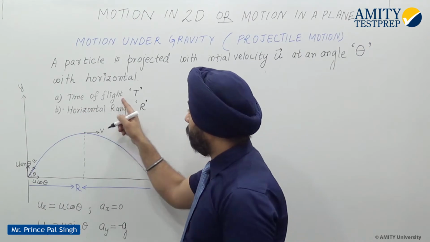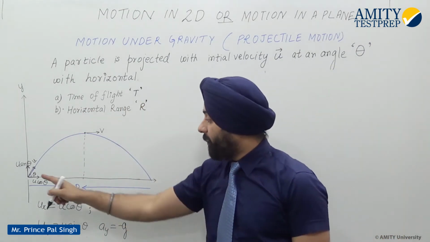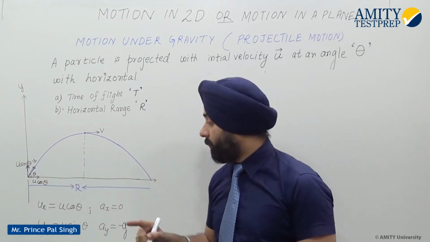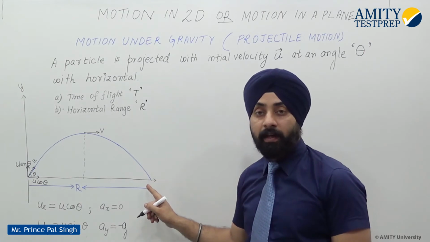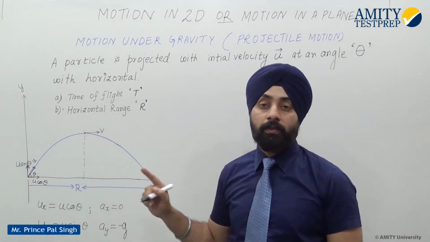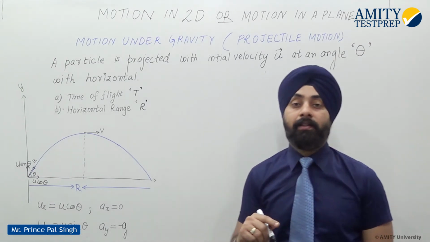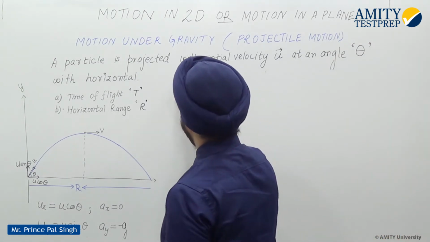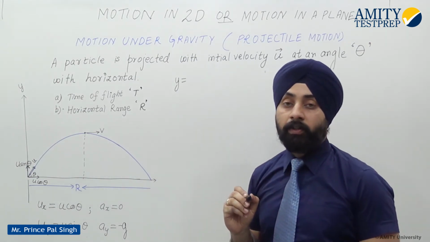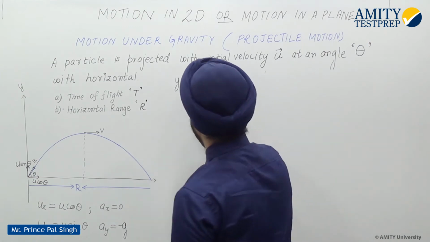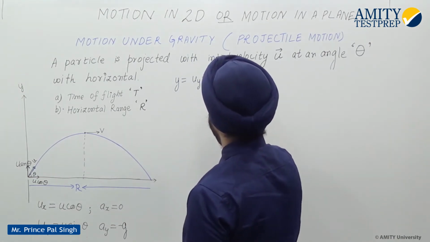Now, how to derive the formula for the time of flight? For this, we will use an idea that the particle was initially thrown from the origin, where y was 0, and it falls over here, and again on the x-axis y is 0. So the displacement of the particle along the y-axis in the time equal to the time of flight is 0. So I will write down the displacement equation, the second equation of motion along the y-axis, y equals uy t plus half ay t square.